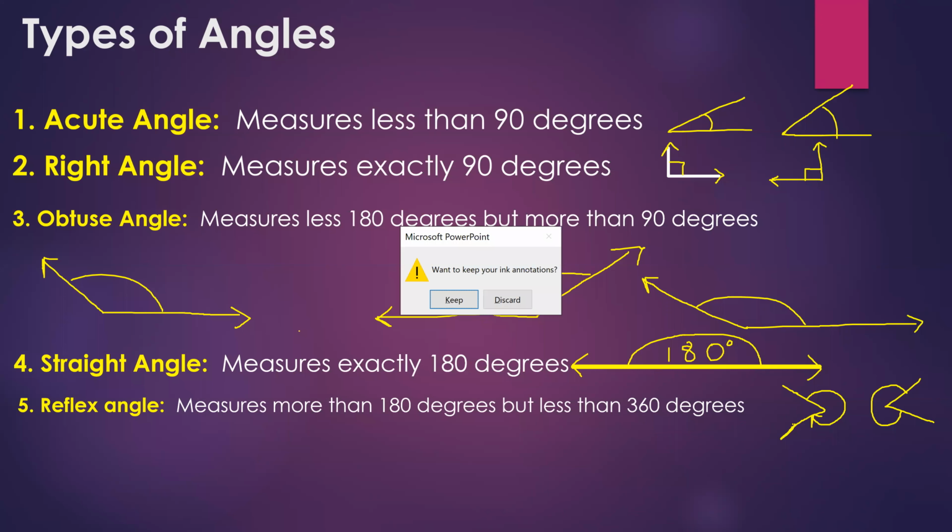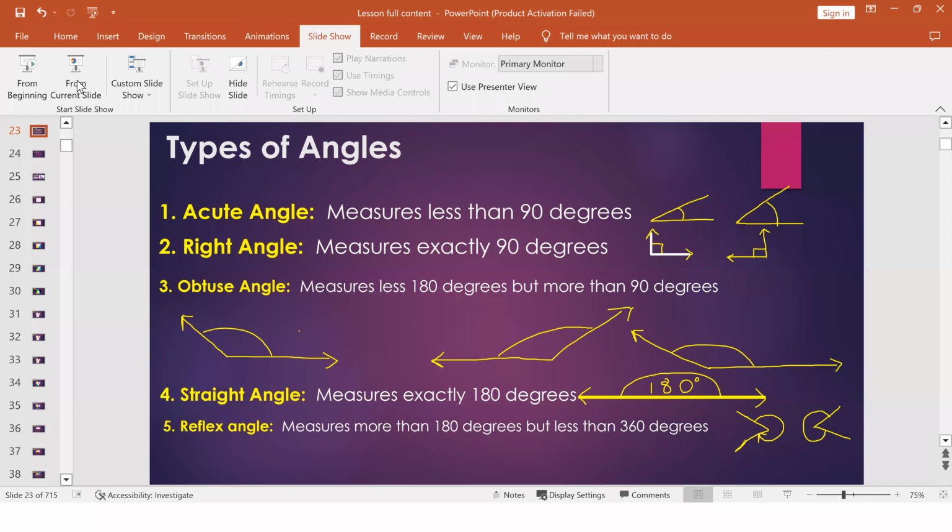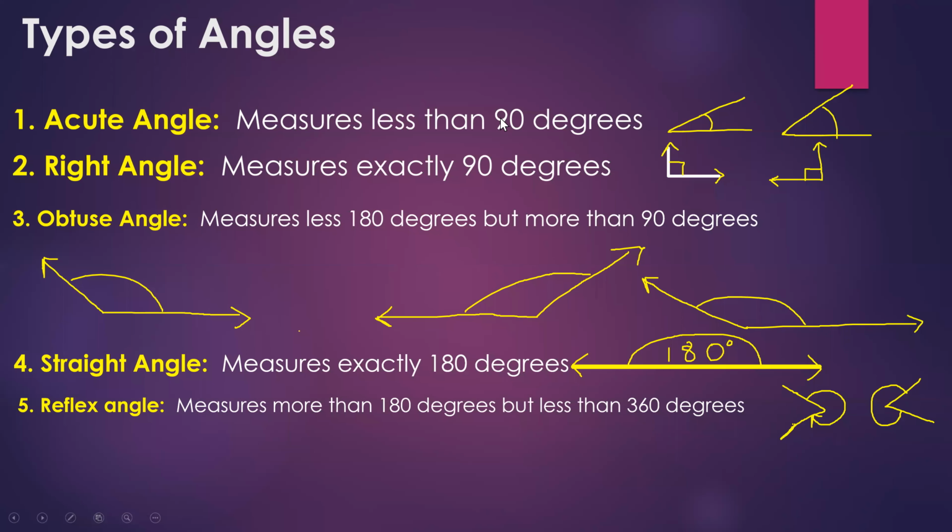All right, so we have 5 types of angles outlined here. We have the right, the obtuse, the straight angle, and the reflex angle.